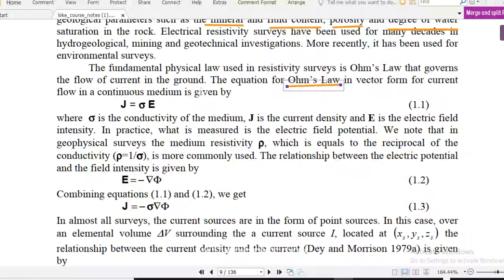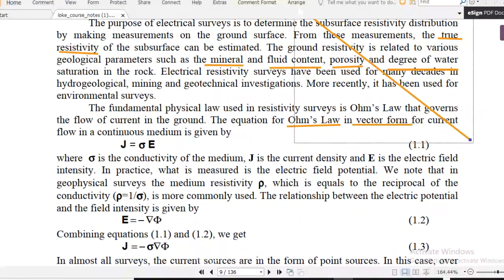The equation for Ohm's law in vector form for the current flow in a continuous medium is given by what form? In vector form. But in the lower grade we know that resistance is equal to voltage over current.